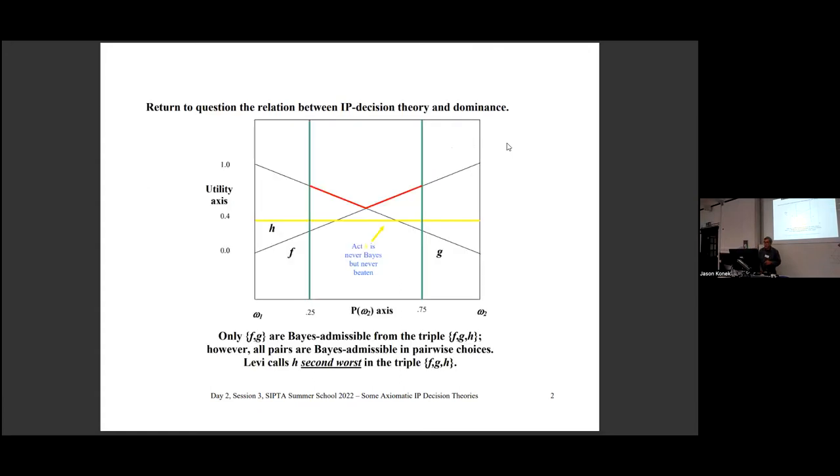Okay. So I said we're pursuing a lot about dominance, and part of what I want to get to is, based on dominance, let's see some tensions that are lurking between Bayes and security and dominance. So I have here a binary decision problem. There are only two states, omega one and omega two, and three acts. The acts are F, which gives zero in state omega one and one in state omega two; G, which is the dual, gives one in state omega one and zero in state omega two; and H, which is constant 0.4.